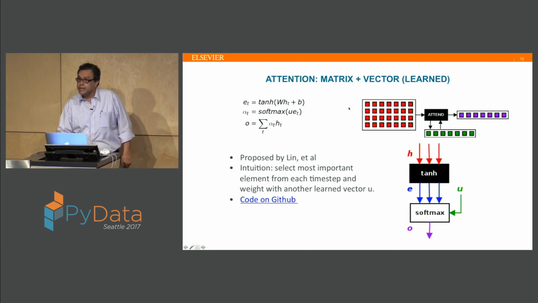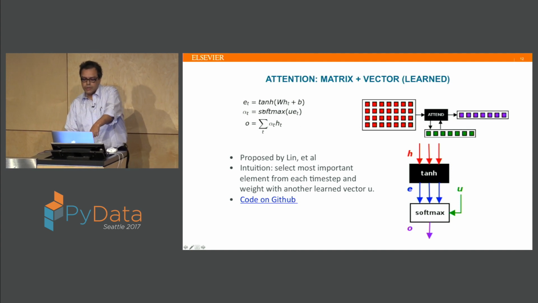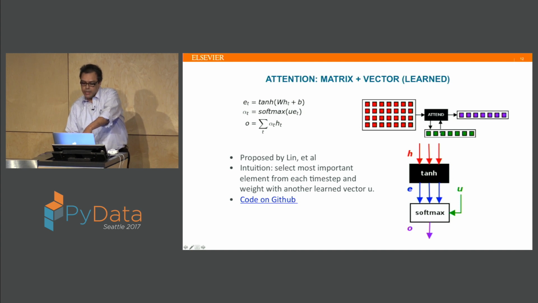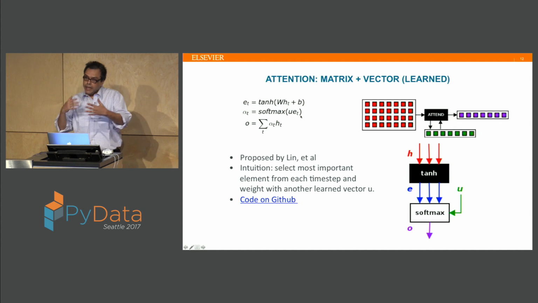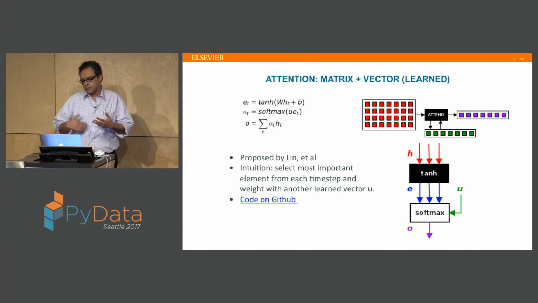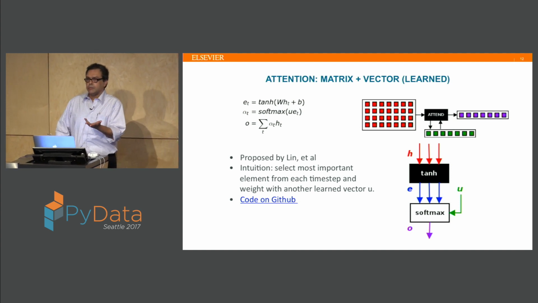The first equation is identical to what you saw before. The second equation, however, is a little different. So you have this E that you just got out of the tanh, and now you're multiplying this learned context vector along with that. And then you're taking a softmax. So again, it's a little different, produces slightly different results, proposed by Lin here.